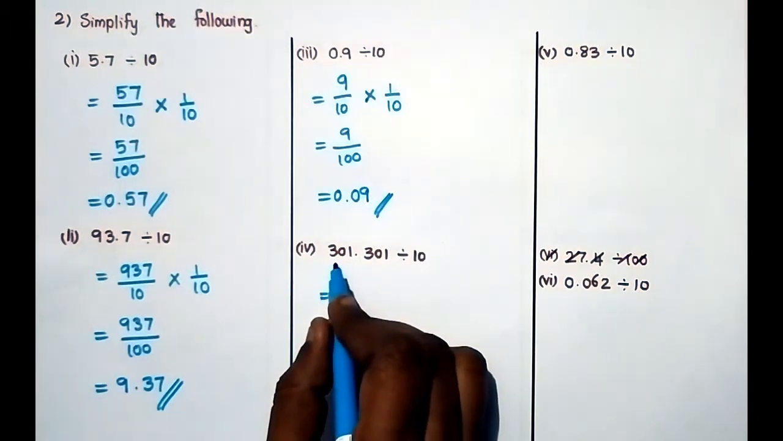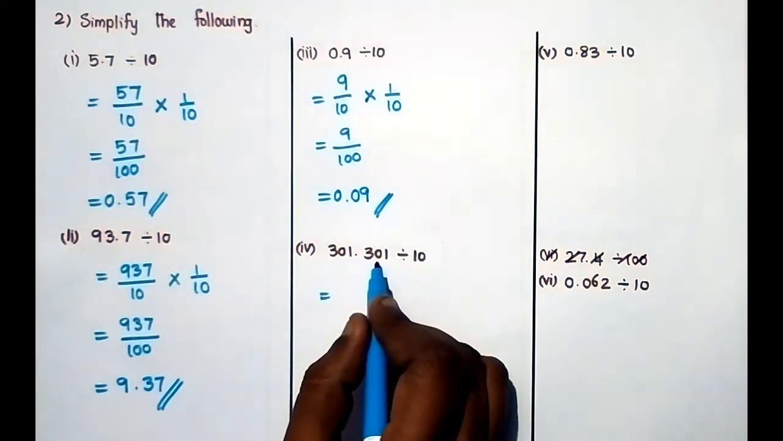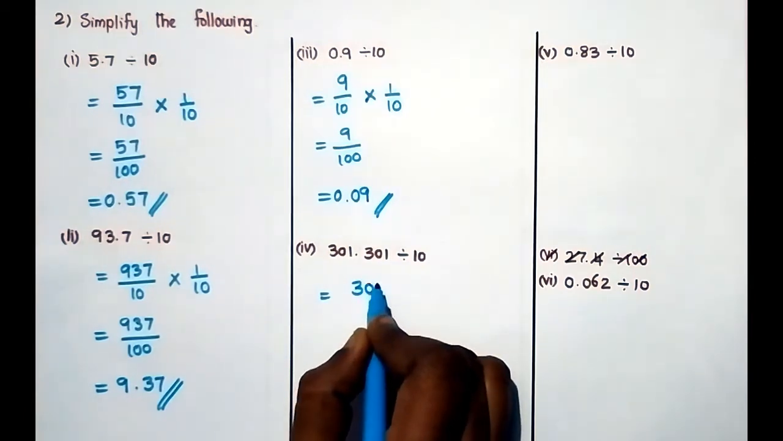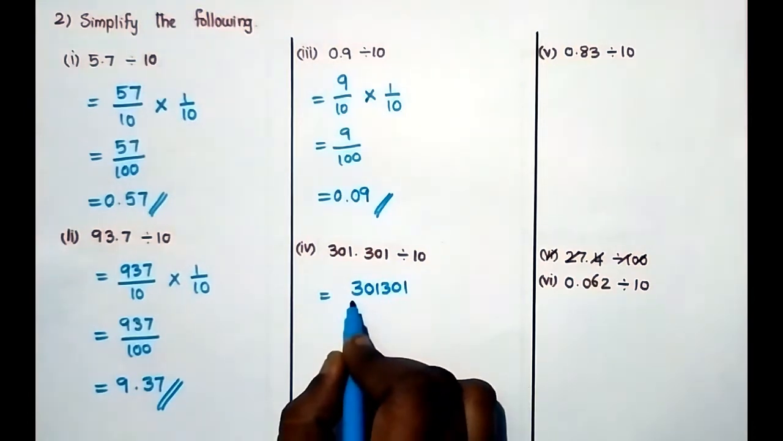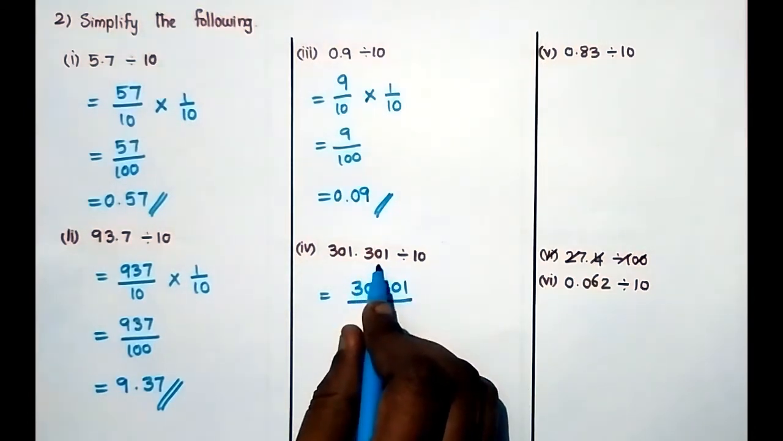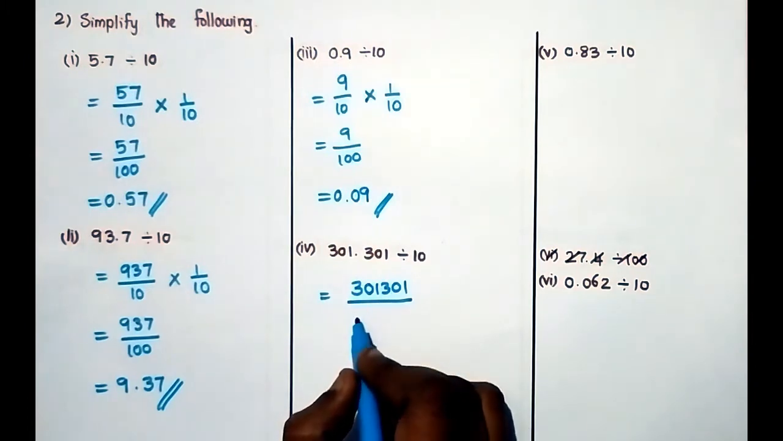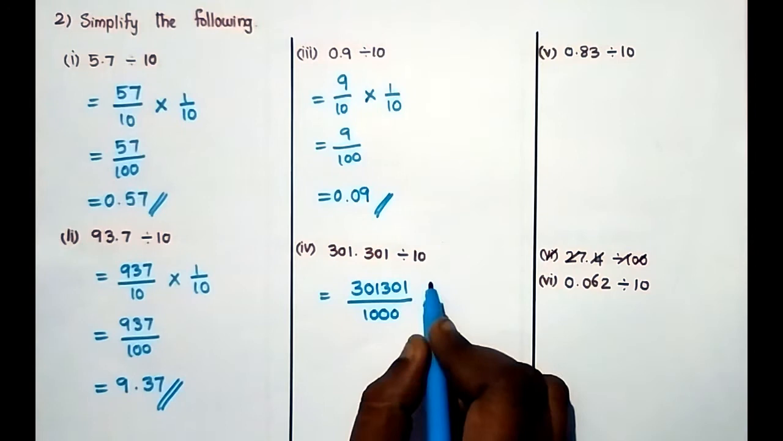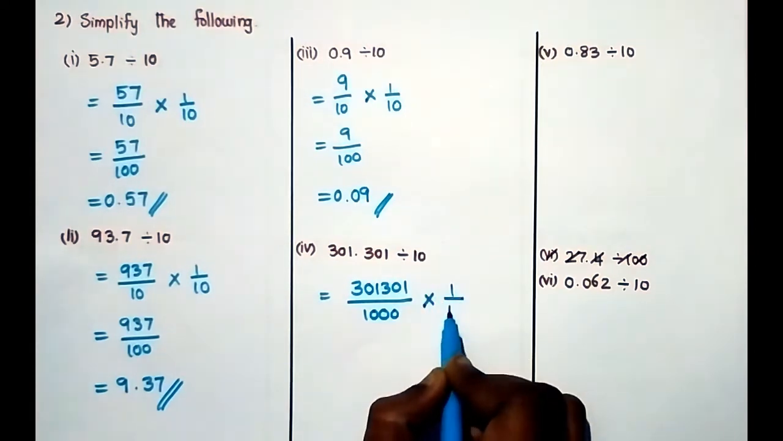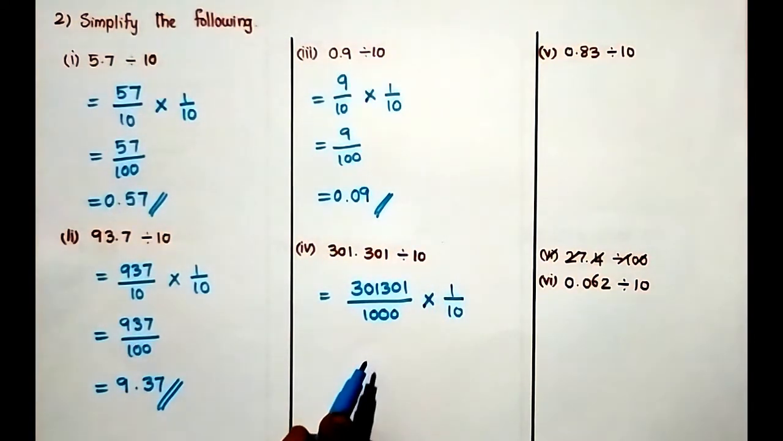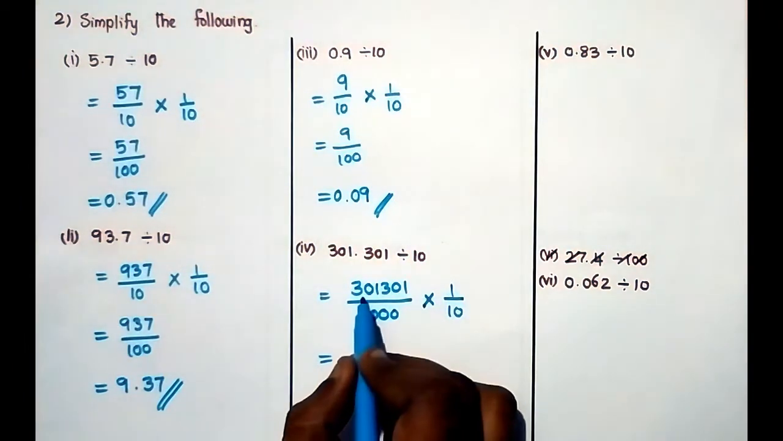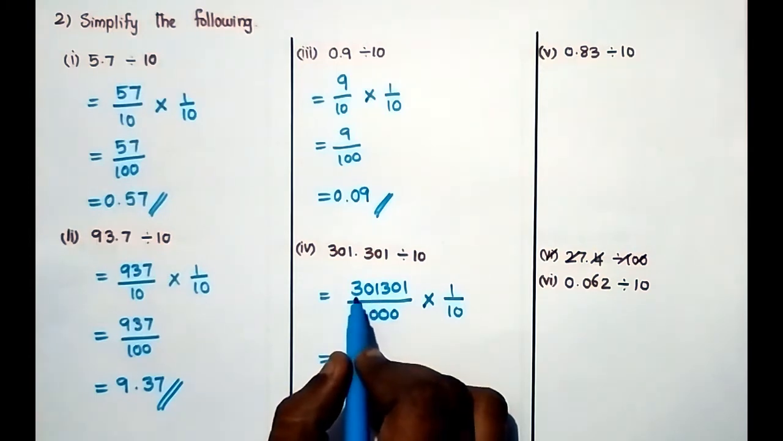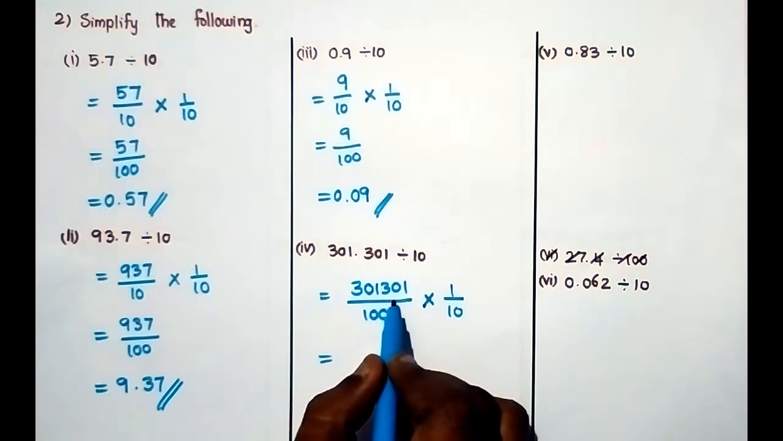Next one, 301.301. Write down the number without the decimal point, divided by 1000 because after the decimal point there are 3 digits. So 1000, and change into multiplication. Take the reciprocal. Now write down the number, 301301 into 1.